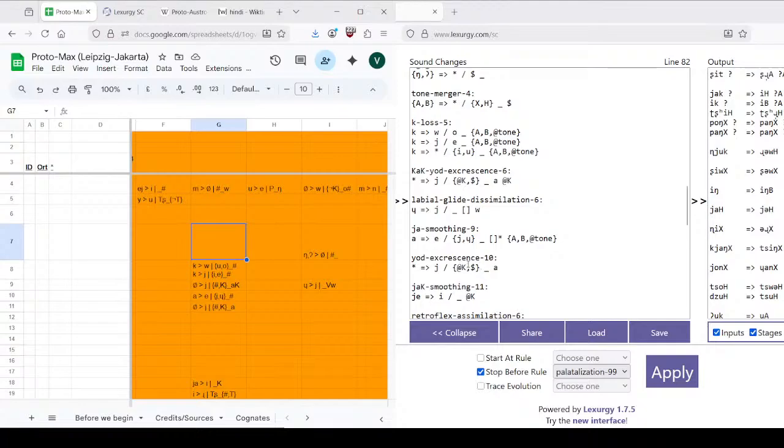Yod excrescence again, or wait, which one is this? This becomes 7. Yes, because no, this could take place simultaneously with this, right? Yeah, no, this has to take place after.